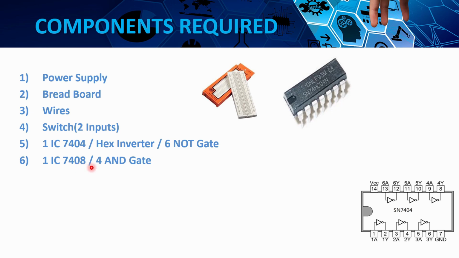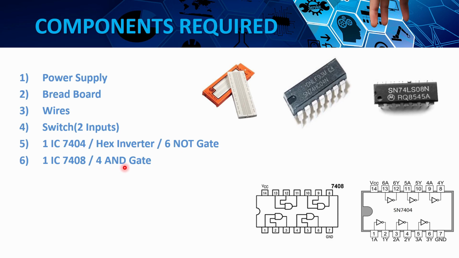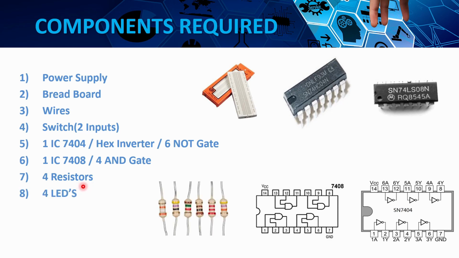We need an IC 7408, which contains 4 AND gates. In this pin diagram, 1 and 2 are the inputs and 3 is the output, and 4 and 5 are the inputs and 6 is the output. In both pin diagrams, we may notice the 14th pin is given to the positive power supply, VCC, and the 7th pin will be grounded. We need 4 resistors for this simulation and 4 LEDs of different colors.